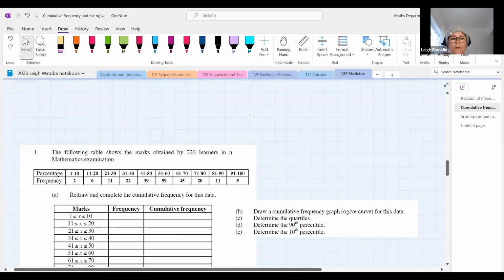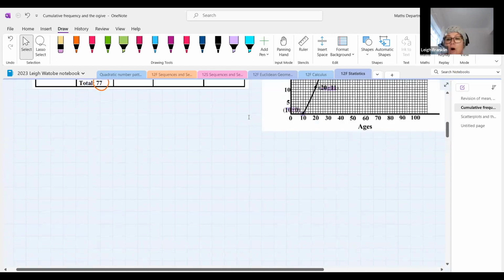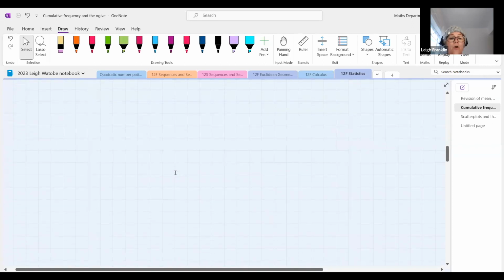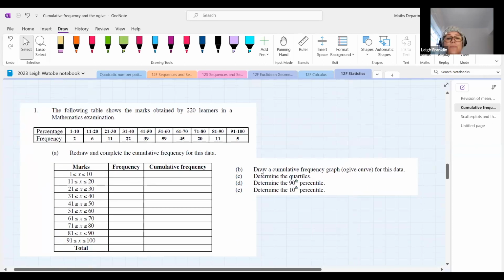Okay, so what they do after they get you to draw the cumulative frequency graph is they then get you to answer questions on it. So let's have a look at another example where we have to draw the graph and then they get us to answer questions about it. Let's look at this example.